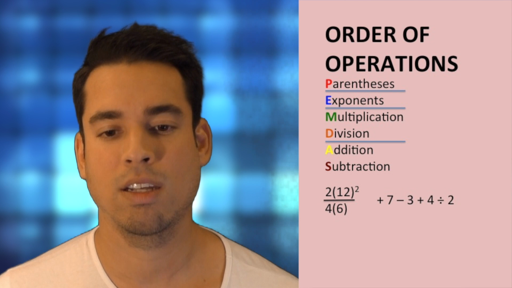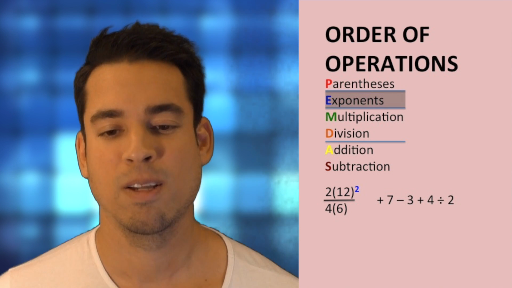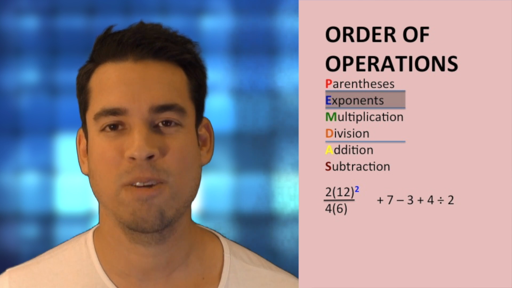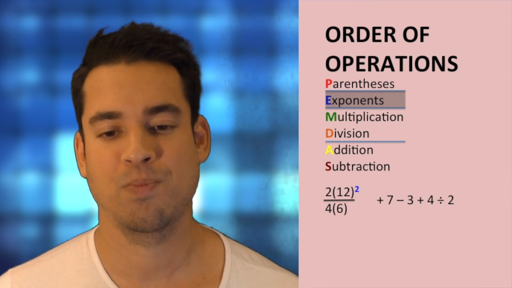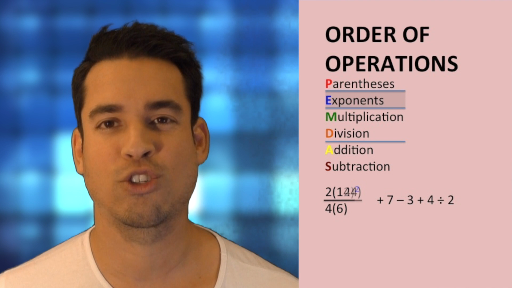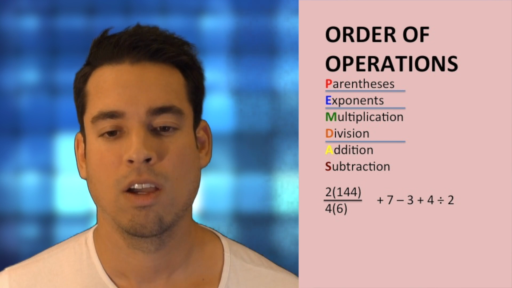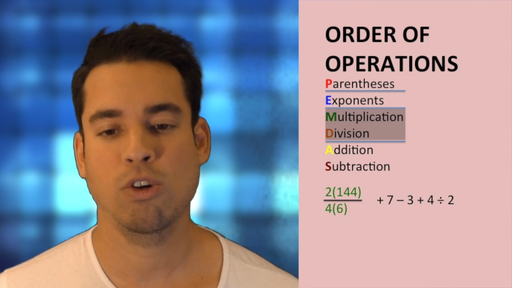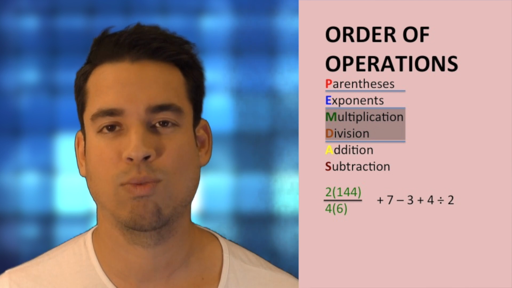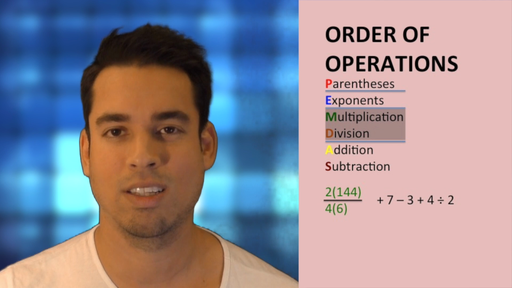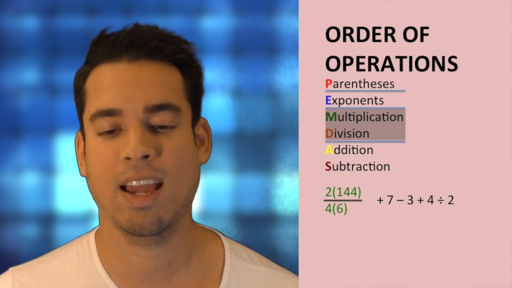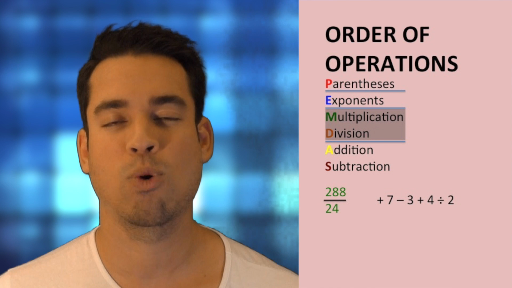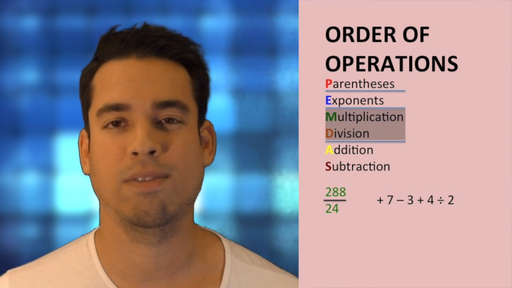So now what are we on? Now we move on to exponents. So where are exponents? We have just one, and that is 12 squared. So let's go ahead and evaluate that. 12 squared is simply 144. Okay, now let's move down to multiplication and division. So first we see here, all the way to the left, we've got some multiplication happening within this fraction. So let's go ahead and handle that. 2 times 144 is 288, and 4 times 6, of course, is 24.